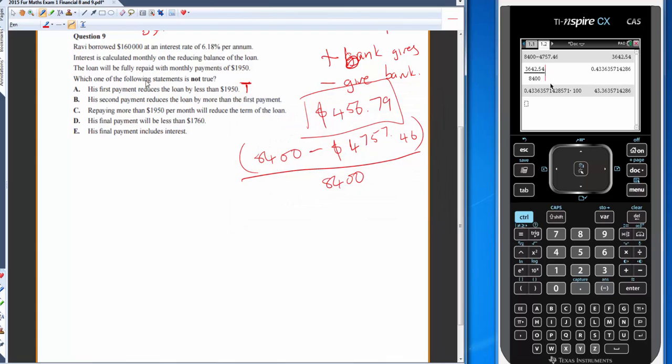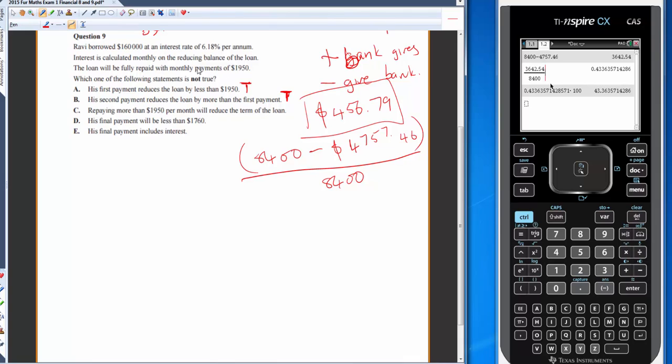So that's option A out. All right, his second payment reduces the loan by more than the first payment. Now, if you know anything about amortization tables, and I recommend you learn how these tables work, you'll know that this has to be true. On a reducing balance loan, the interest gets charged on the reducing balance of the loan.